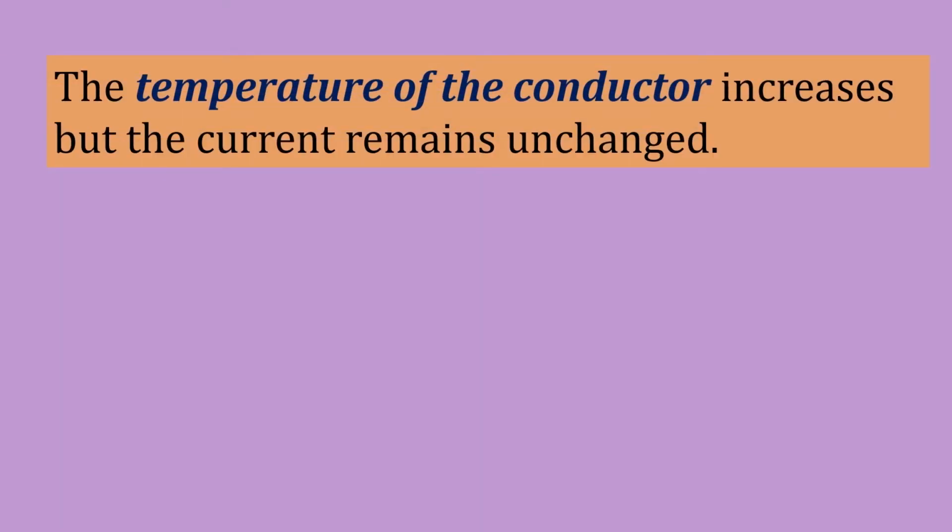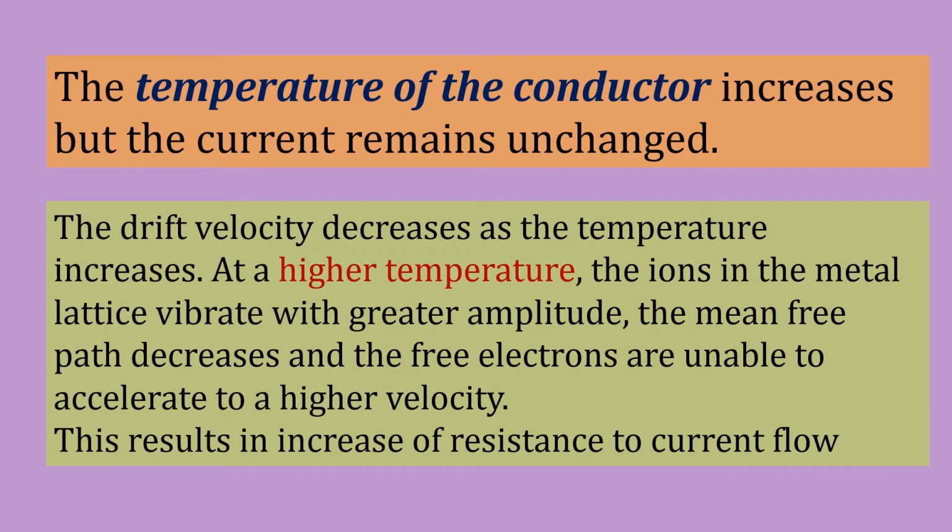2. We want to understand how the drift velocity changes when the temperature of the conductor increases, but then the current remains unchanged. We know that the drift velocity decreases as the temperature increases. At a higher temperature, the ions in the metal lattice vibrate with greater amplitude and the mean free path reduces, because as the ions vibrate with a greater amplitude, they block the passage of these free electrons. Therefore, the mean free path decreases and the free electrons are unable to accelerate to a higher velocity. This results in an increase of resistance to flow of current. Therefore, the current remains unchanged.